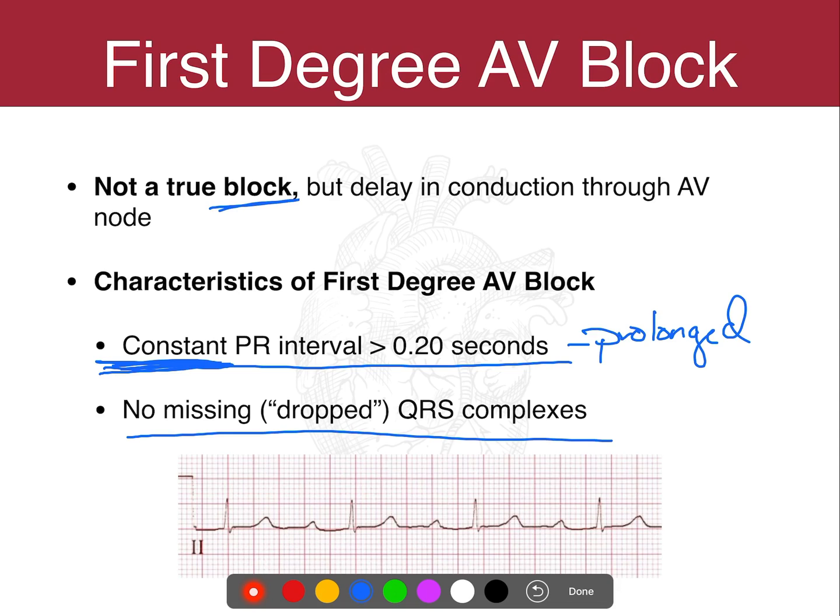Well, it tells us that each impulse, although delayed when it gets to the AV node, eventually is going to make itself all the way through and depolarize the ventricles. So it does not completely block the impulse, it's merely slowing things down.